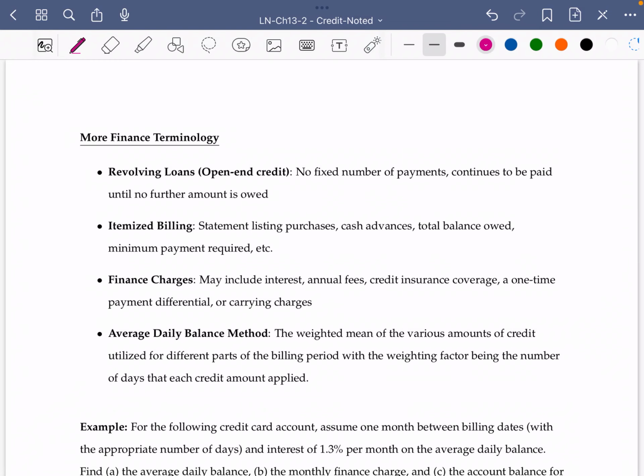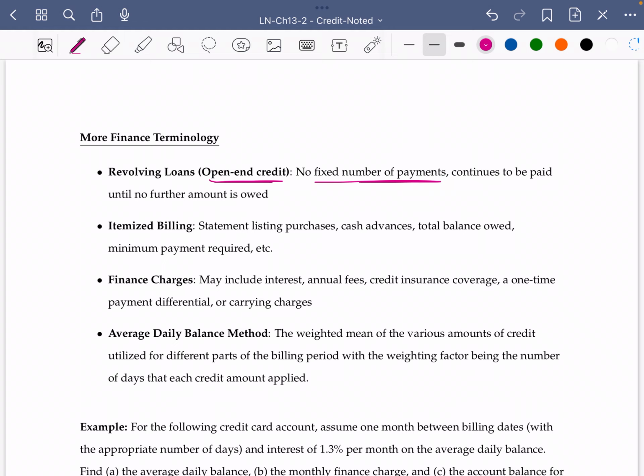In this video, we're going to look at credit as it relates to credit cards. And so how do we finance what's happening with credit cards? A revolving loan is also called open-end credit, so there's no fixed number of payments. It continues to be paid until it's all paid off.